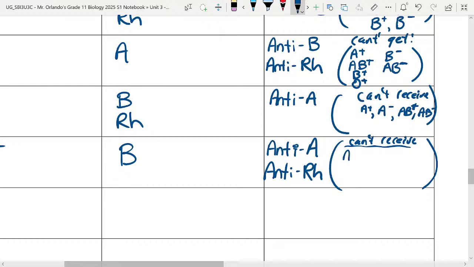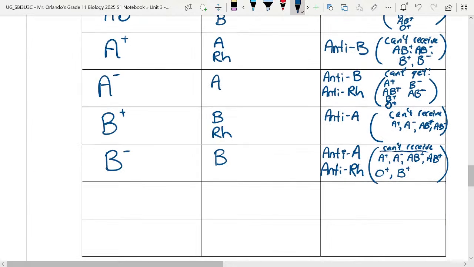Anyway, who can't they receive from? They couldn't get from A positive. Who else? A negative. Who else? AB negative or AB positive. Who else couldn't they receive from? That takes care of everything to do with A, but they also couldn't get O positive, and they also couldn't get, what's the other positive one they could get? The other positive one would be B positive. Even though they're type B, they can't get B positive because what will get them? The Rh factor.